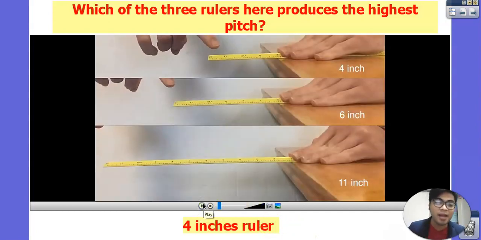At this moment, I want you to turn your sound louder and try to listen carefully. We have here the 4-inch, the 6-inch, and the 11-inch ruler. If you can't hear it properly, I wish that you can do it at your house, or if you're watching right now, just get a ruler and try to do the same thing. Alright, so let's listen now.